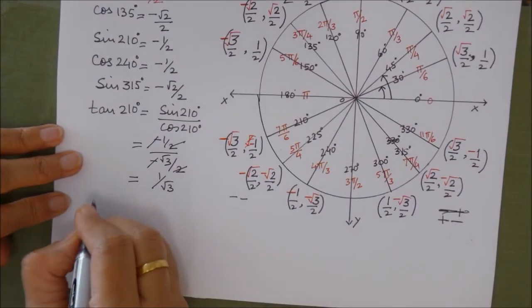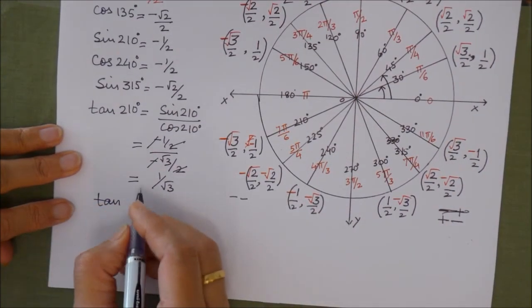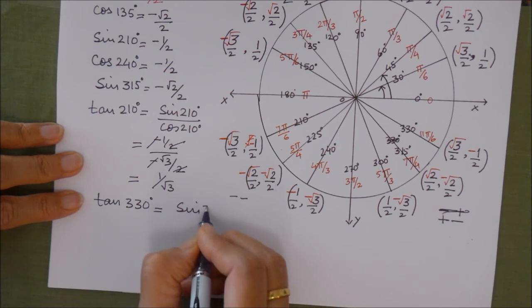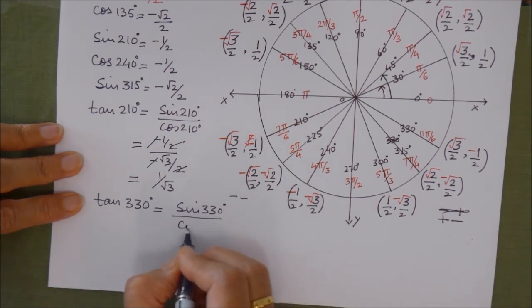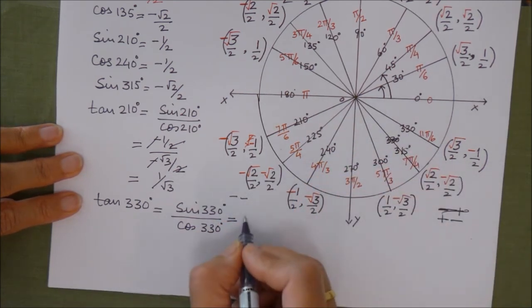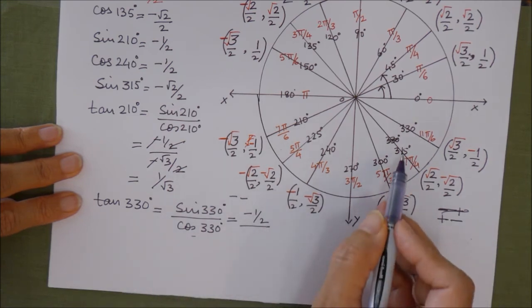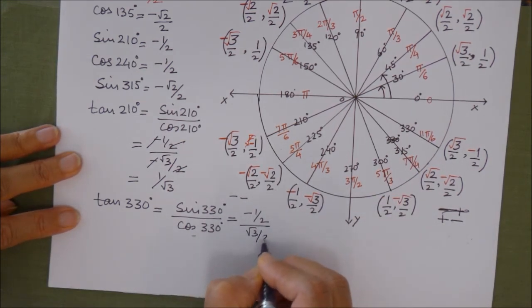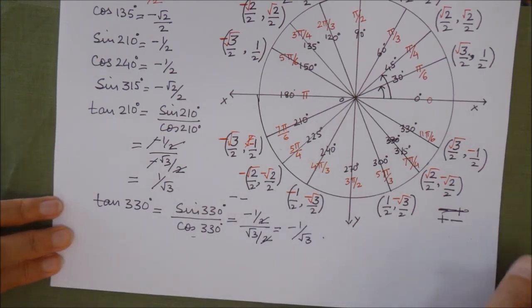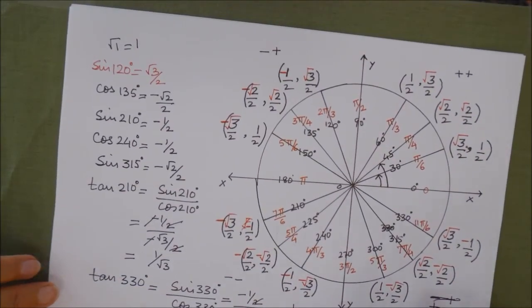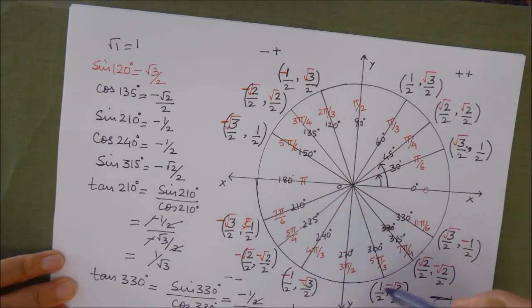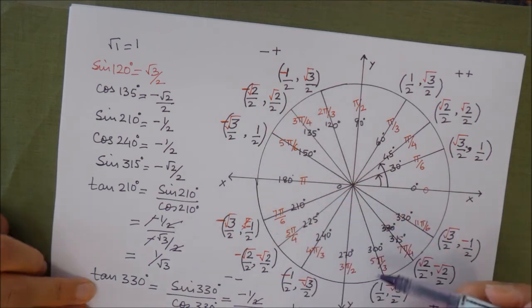Suppose we have to find tangent of 330 degree. Tangent 330 degree is sine 330 degree over cosine 330 degree. Sine 330 degree corresponding to this is minus 1/2 and cosine of 330 degree is root 3 over 2. So the 2 gets cancelled, so it is minus 1 over root 3. So whichever result is required for tangent, sine or cosine, we can find by using this unit circle and these corresponding values.